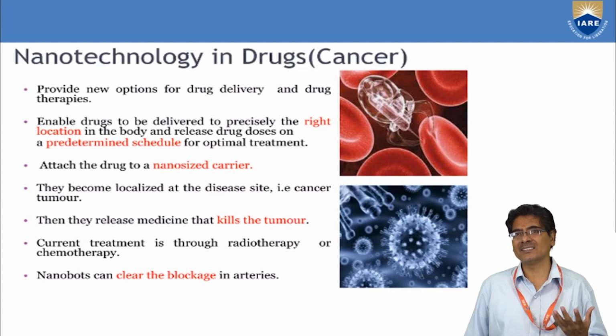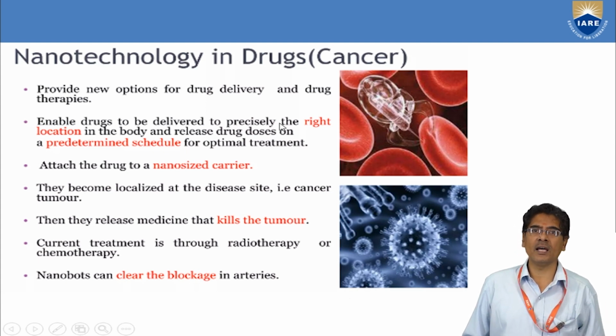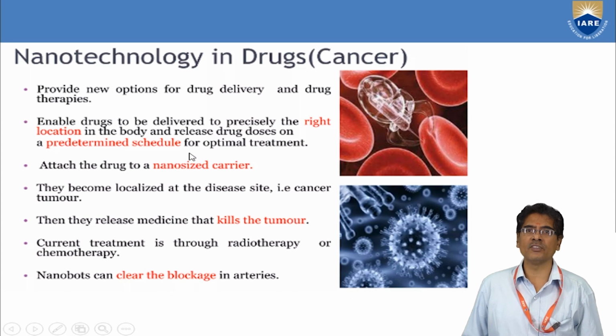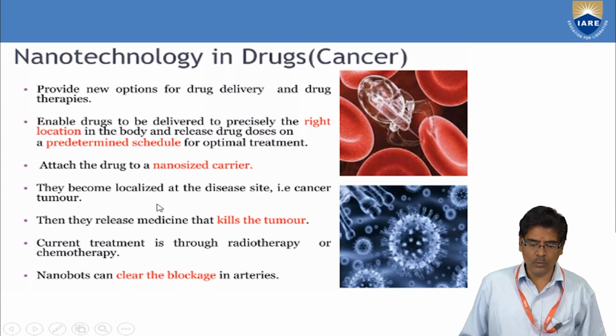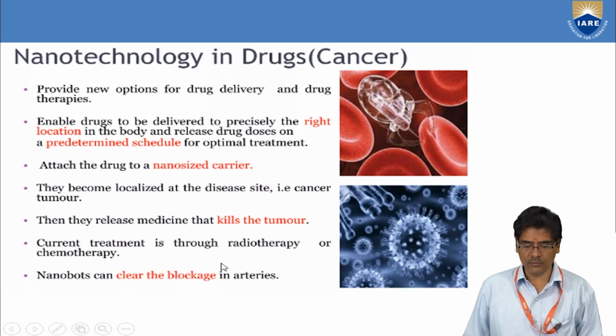Nanotechnology in drugs and cancer provides new options for drug delivery and drug therapies, enabling drugs to be delivered to precisely the right location in the body and to release drug doses on a pre-identified schedule for optimal treatment. Attach a drug to a nano-sized carrier, and it becomes localized at the disease site, that is the cancer tumor. It can then release medicine that kills the tumor. Current treatment is through radiotherapy or chemotherapy, and nanobots can clear blockages in arteries. So these are some of the applications of nanotechnology in drugs and cancer.